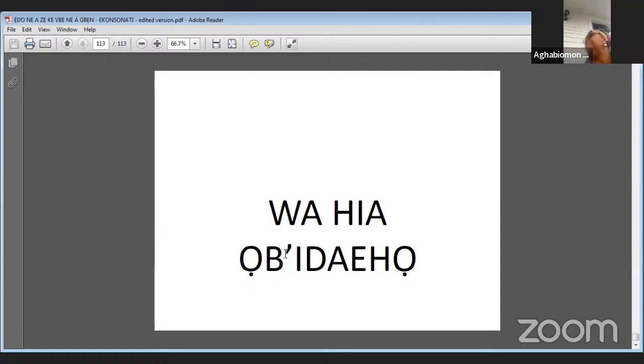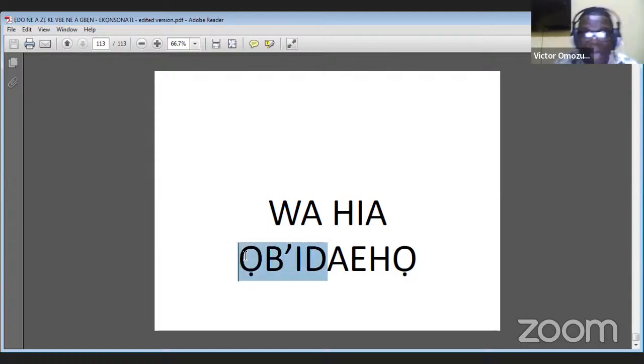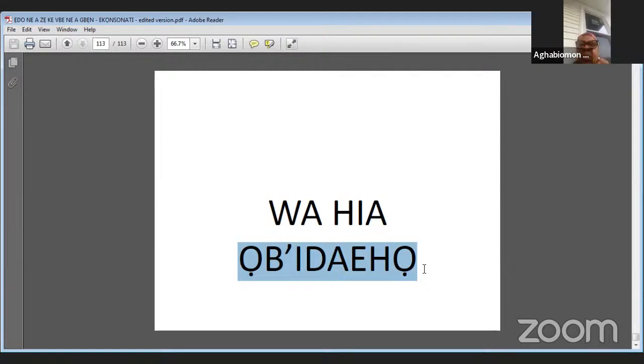Here is where the issue of deletion comes in, whether vowel deletion or consonant deletion. As we are conversing now, it will be Obidaiho instead of saying Oba Idaiho. We are not saying Oba Yoreba, because of the vowel elision rule, the vowel is always elided in speech.